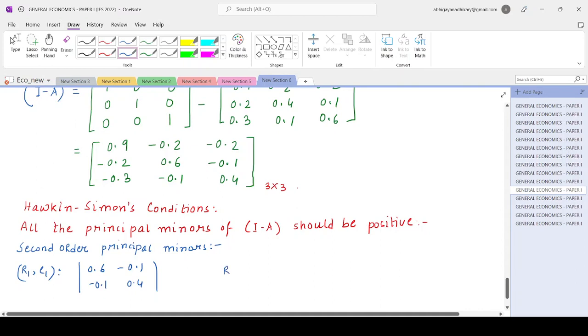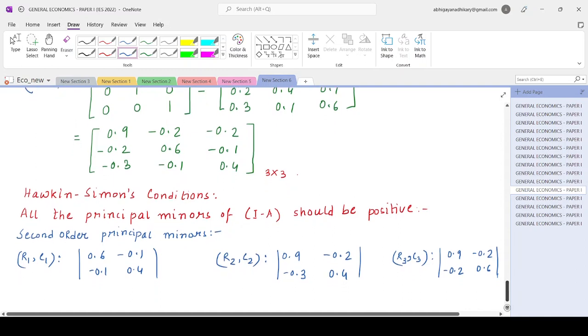Now remove row 2 and column 2 and check the determinant of the remaining 2 by 2 matrix: 0.9, minus 0.2, minus 0.3, and 0.4. And likewise, if you remove row 3 and column 3, you are left with this matrix: 0.9, minus 0.2, minus 0.2, and 0.6. So you need to check whether all these three determinants are positive.